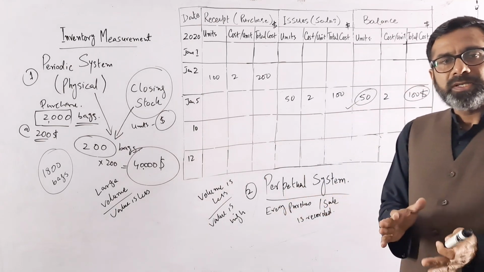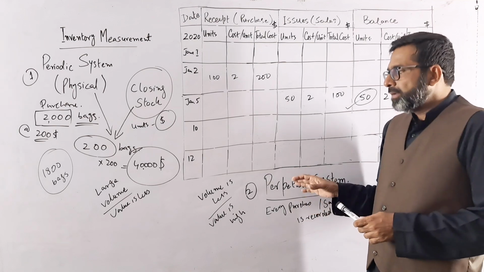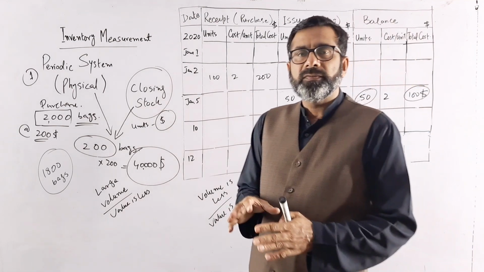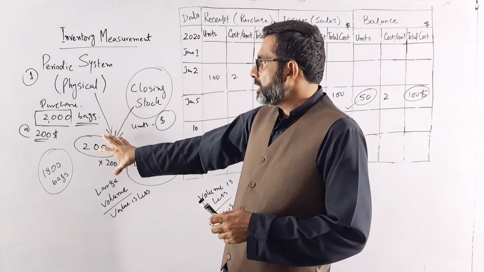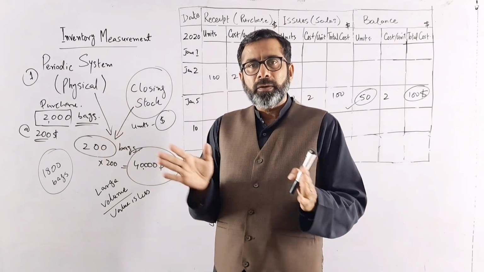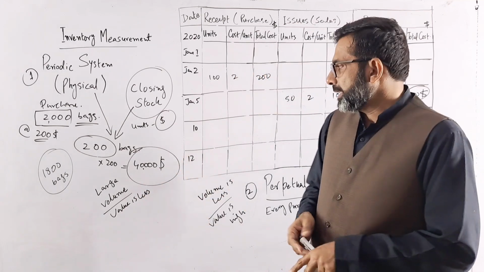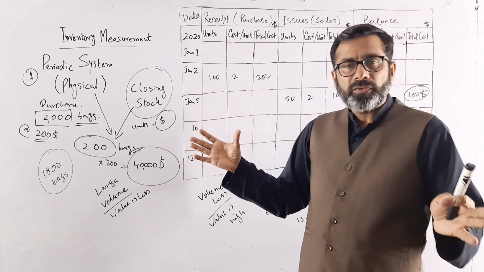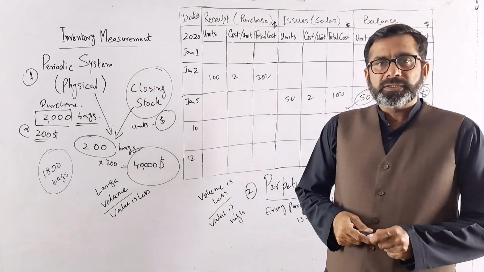So most of the companies are working with the perpetual system, but small businesses with low capital or fewer resources are still using the periodic system. Both obviously have advantages and limitations, but both are working simultaneously. So this is the overall concept of the inventory measurement system under the International Accounting Standards.